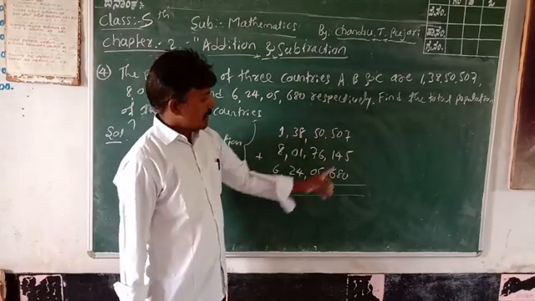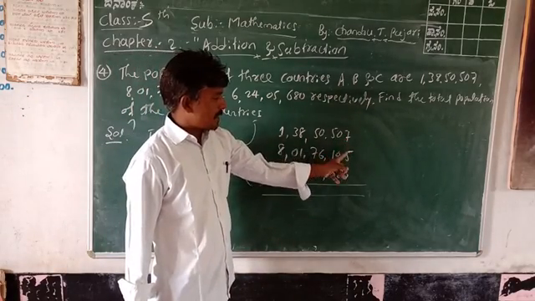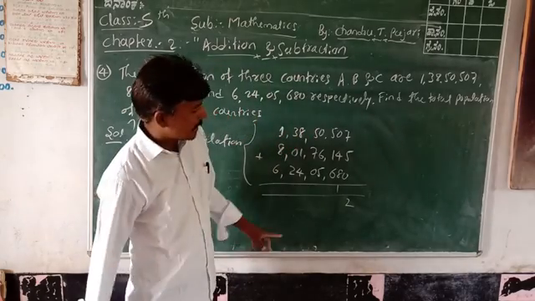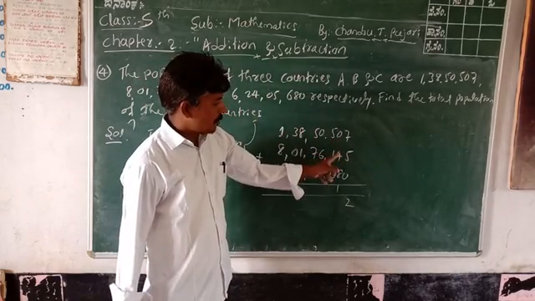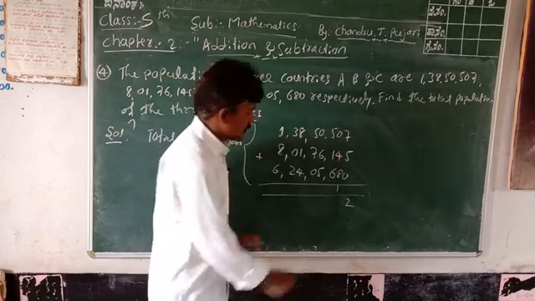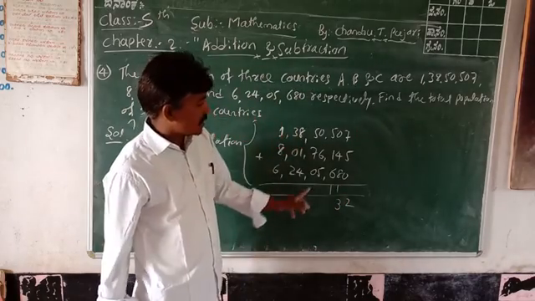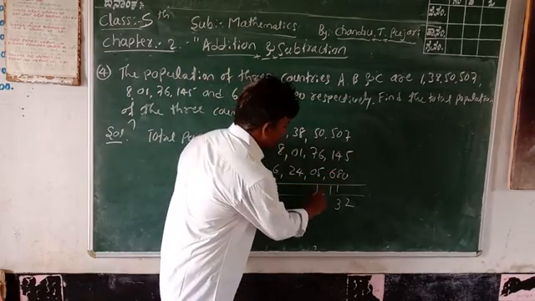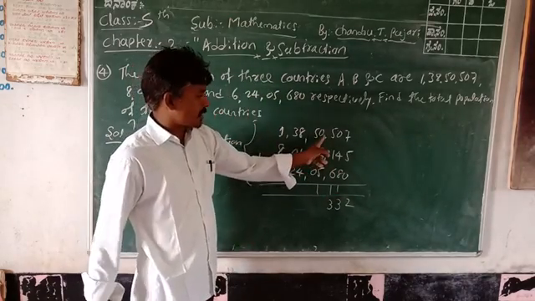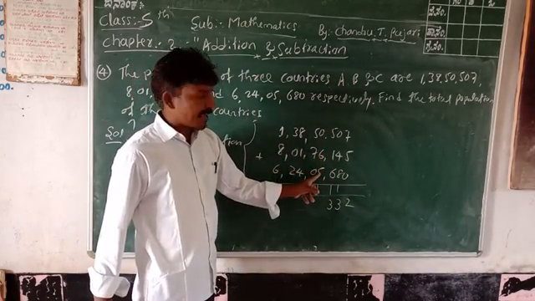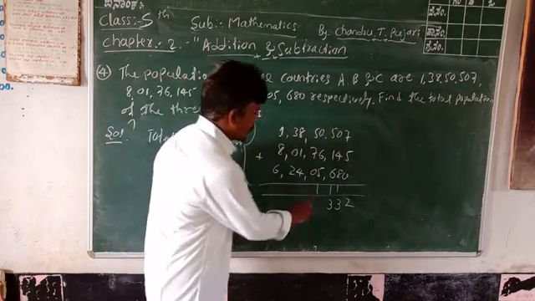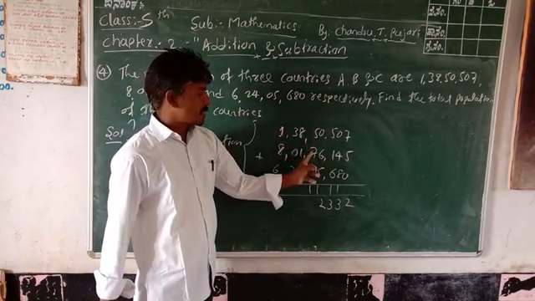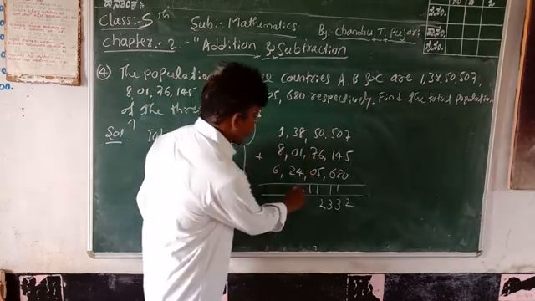Therefore, first of all, in the unit place, 7 plus 5 is what? 12 is there. You can take one carry, that is 12. Again, in the tens place, 4, 0 is there. 4 plus 8 is 12. 12 plus 1 is 13. Next, in the hundreds place, 5 plus 1 is 6. 6 plus 6 is 12. 12 plus 1 is 13, carry 1. Next, 6 plus 5 is 11. 11 plus 1 is 12, carry 1. Next, 5 plus 7 is 12. 12 plus 1 is 13, carry 1.